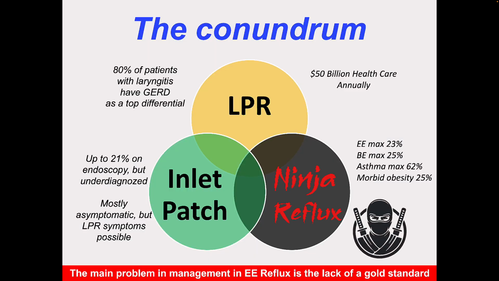This puzzle seems like an ongoing conundrum. Laryngologists see LPR as the main cause of laryngitis, but we don't believe them. We do not understand them. Lots of money is spent on LPR diagnosis annually. Inlet patch is underdiagnosed because it's mostly asymptomatic. Silent reflux, which in fact I would call ninja reflux, is present but undercover because, on one hand, it's asymptomatic, so we cannot screen this issue. On the other, it is quietly destroying the Z-line, upper esophagus, larynx, lungs, and so on.